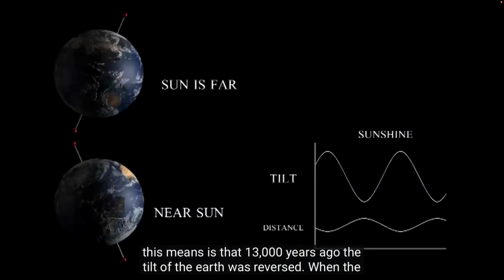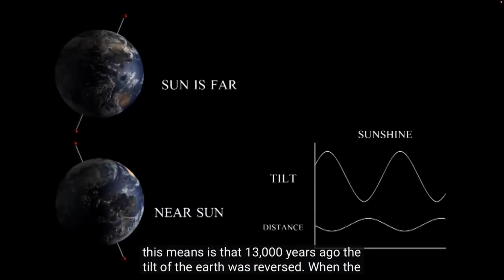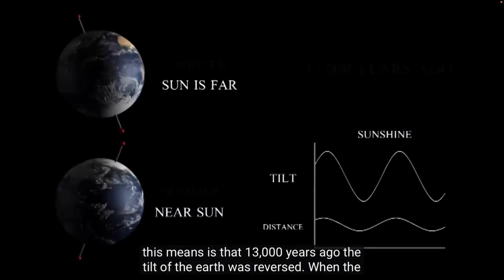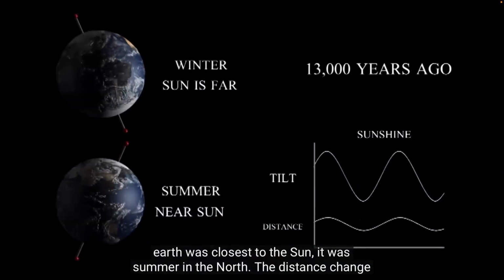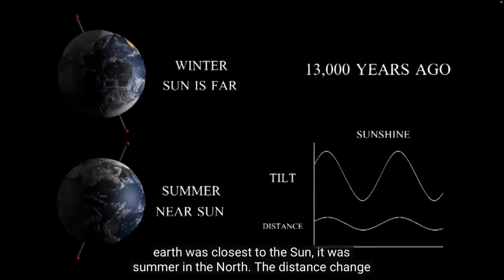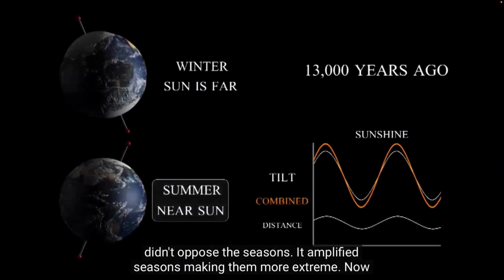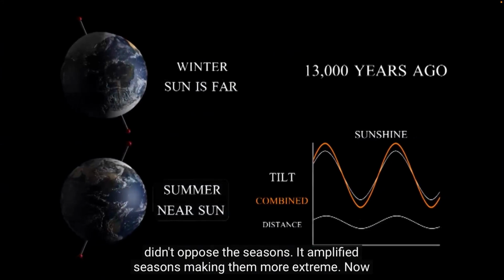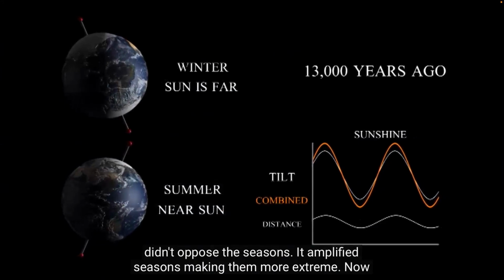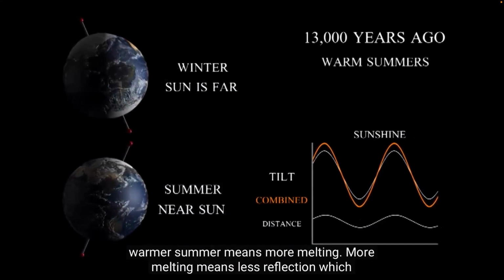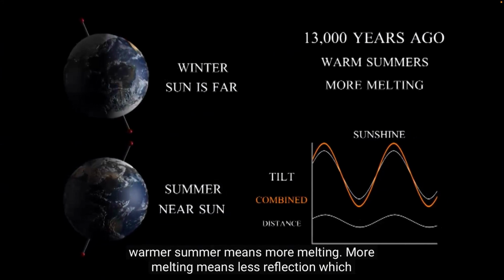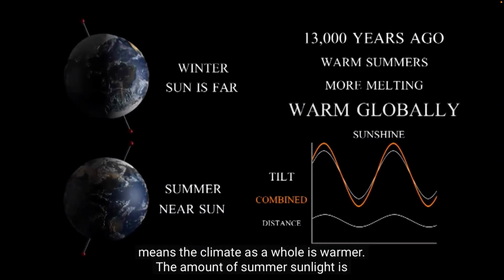And what this means is that 13,000 years ago, the tilt of the Earth was reversed. When the Earth was closest to the sun, it was summer in the north. The distance change didn't oppose the seasons, it amplified seasons, making them more extreme. Now, warmer summer means more melting. More melting means less reflection, which means the climate as a whole is warmer.